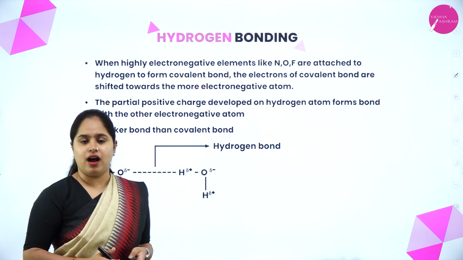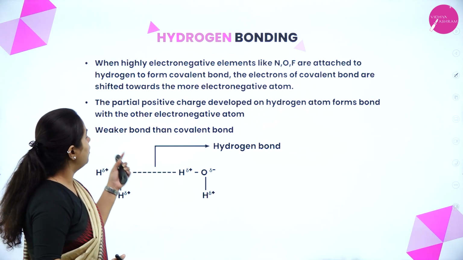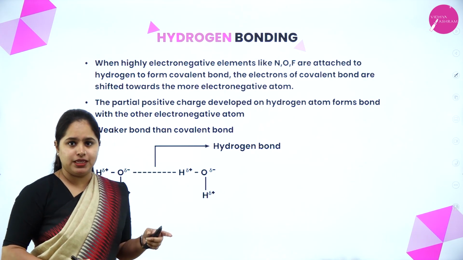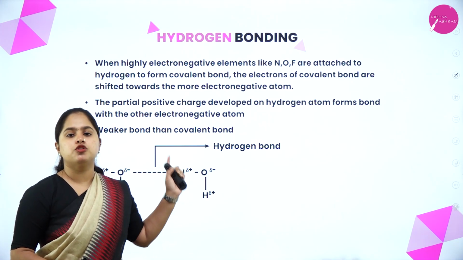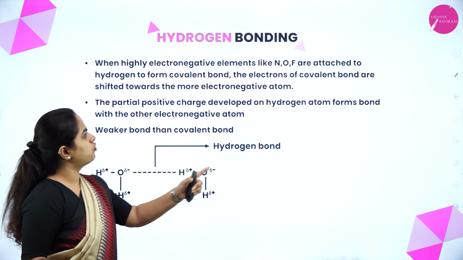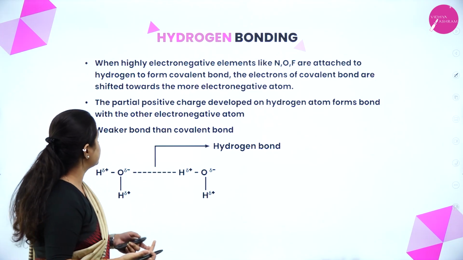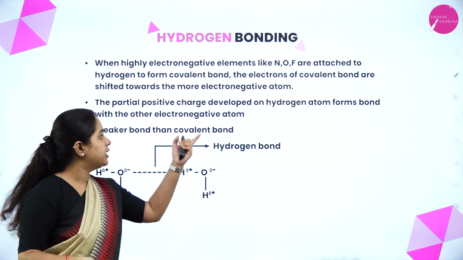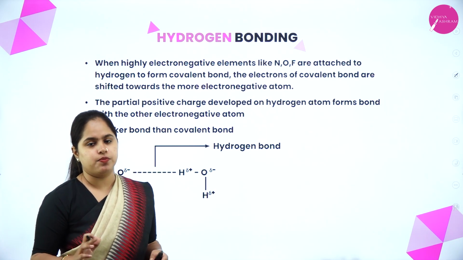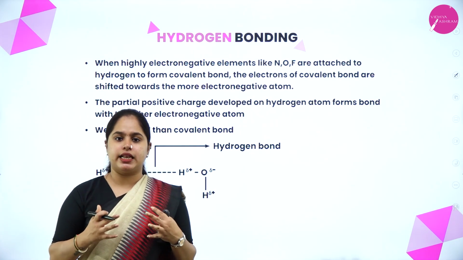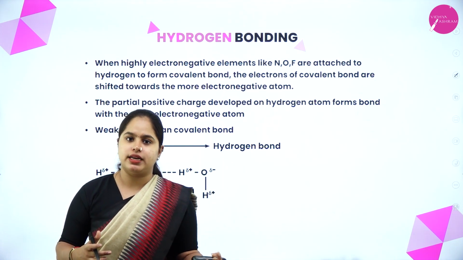Now coming to the last topic, that is hydrogen bonding. So what is hydrogen bonding? When a highly electronegative element like nitrogen, oxygen or fluorine is attached to hydrogen to form a covalent bond, the electrons of the covalent bond are shifted towards the more electronegative atom. The partial positive charge developed on the hydrogen atom forms a bond with the other electronegative atom. So hydrogen bond is basically a bond formed between the hydrogen atom and an electronegative atom.